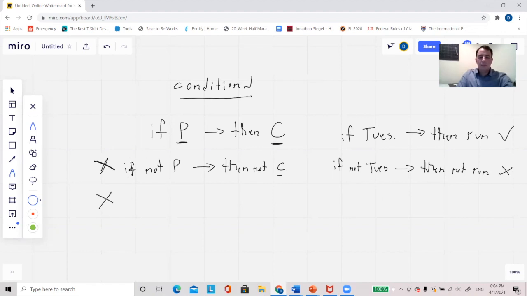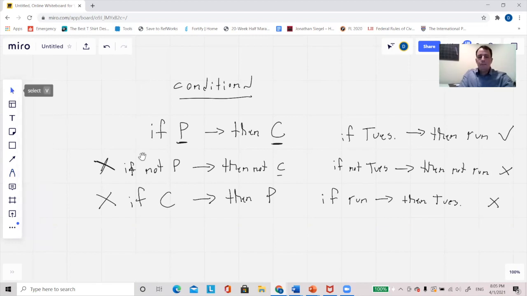Another one that we might assume that is not necessarily true is if I have my conclusion, then I must have my premise. In our example, that would mean if I go running, then it must be Tuesday. And this is not necessarily true for the same reasons that this one isn't necessarily true. I might go running on a Thursday or on a Friday if I feel like it.